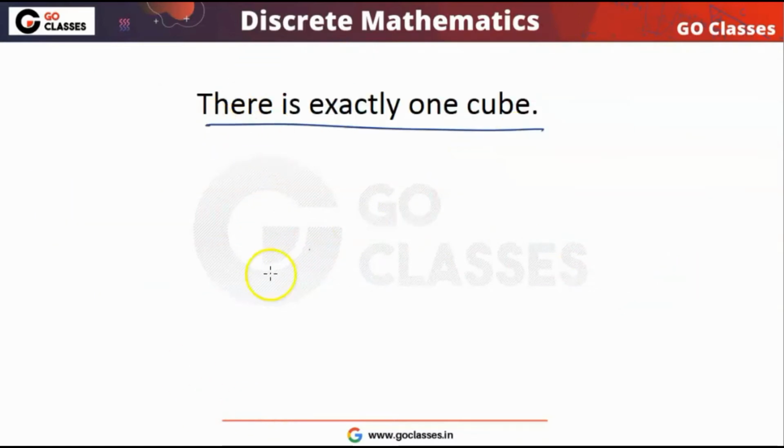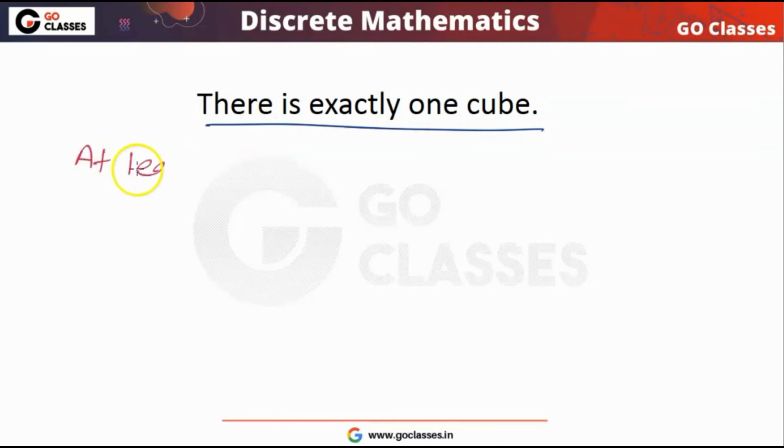There is exactly one cube. Now this expression, there is exactly one, means there should be one and there should be exactly one, not more than one, not less than one. So how can we write this? Okay, so let's see how can we write this. There is exactly one cube. I can write like this.